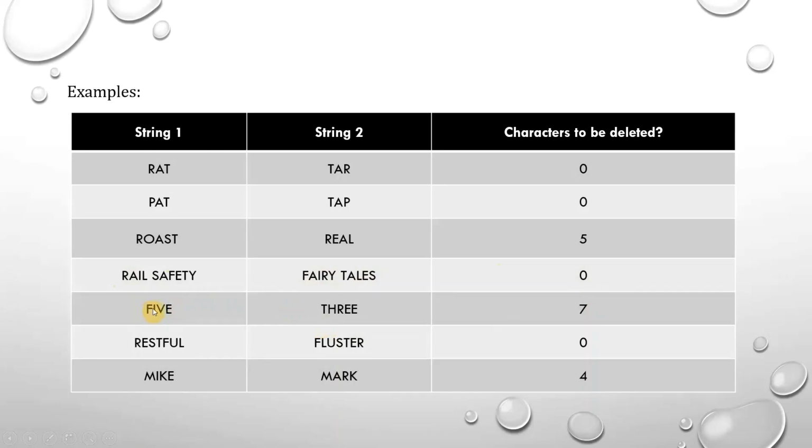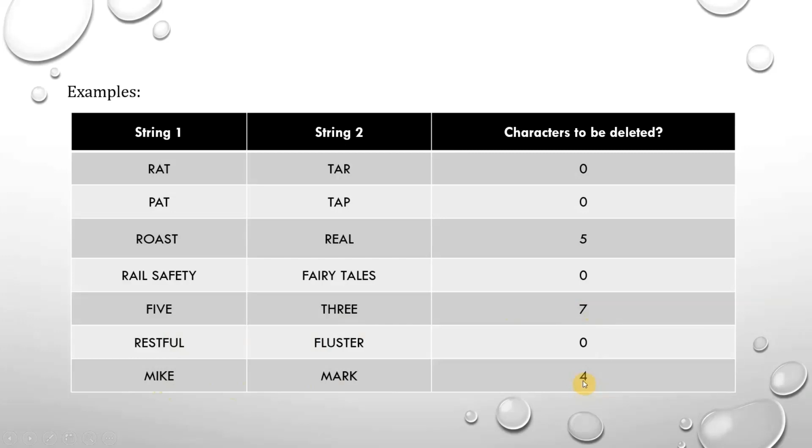And let's look at the next one. We only have one common letter, which is E, which only needs to come once. Every other character we don't need, so we need to delete those. So characters to be deleted are 7. Same goes for restful, cluster. Let's look at the last example, which is Mike and Mark. M and K are the only characters which match in those two strings. Everything else needs to be deleted. So 4 characters we need to delete.